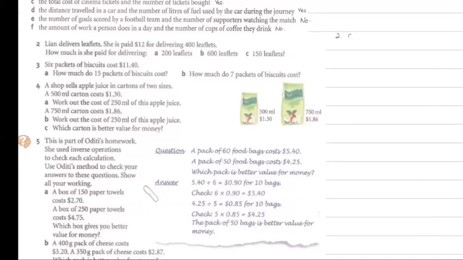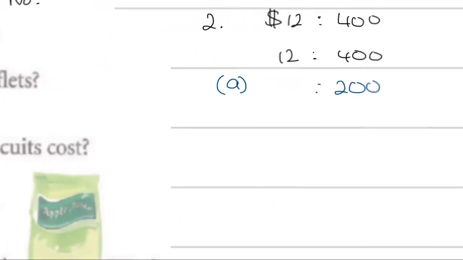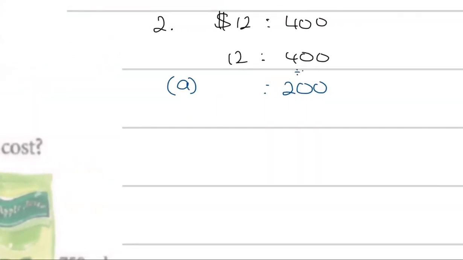We need to write a ratio. Before I write A, I'm going to write the ratio of $12 is to 400 leaflets. So it's just 12 is to 400. One is the money, one is the amount of leaflets. So if I change the leaflets to 200, basically it's just dividing it by 2. So I divide this side by 2, so I just get $6. This is my answer for A.